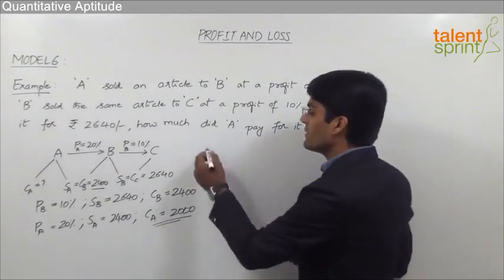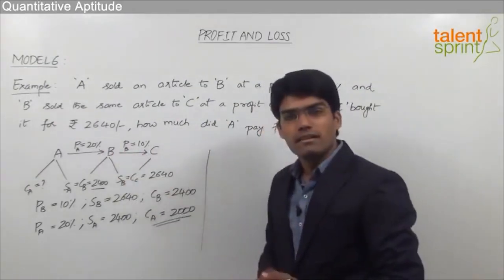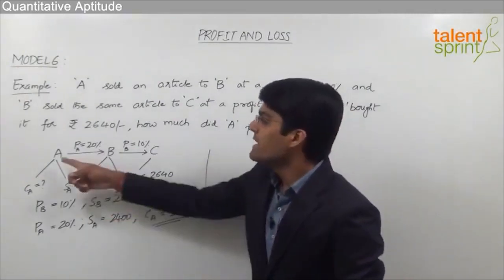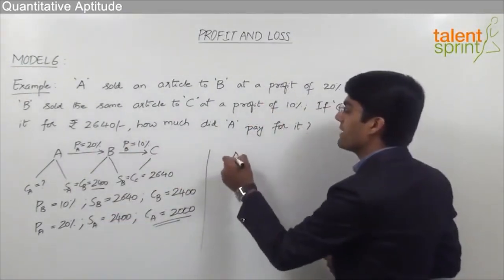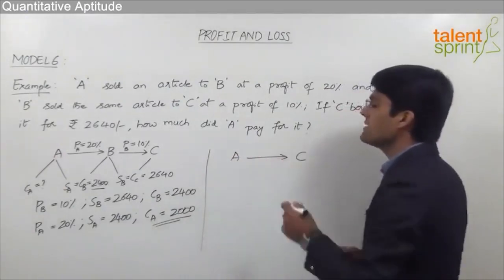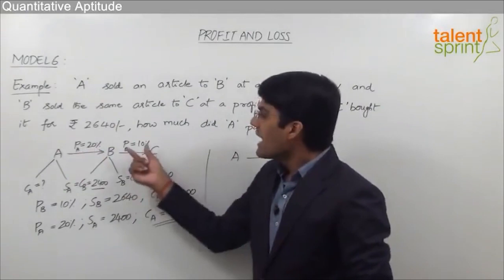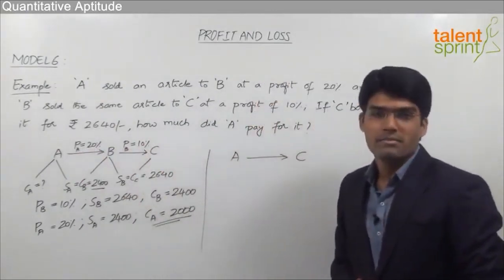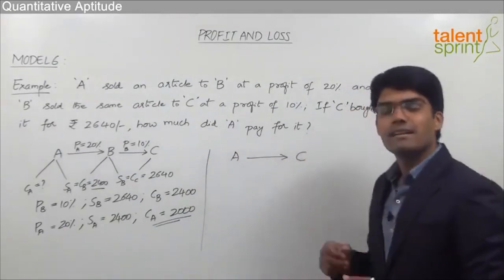Now the other way to solve this question is to eliminate the person B. Let us understand what happens if A directly sells the article to C. So there will not be any second party. A directly sells the article to C. Now here the profit made by A was 20% and the profit made by B was 10%. So what would be the overall profit if A directly sells the article to C?